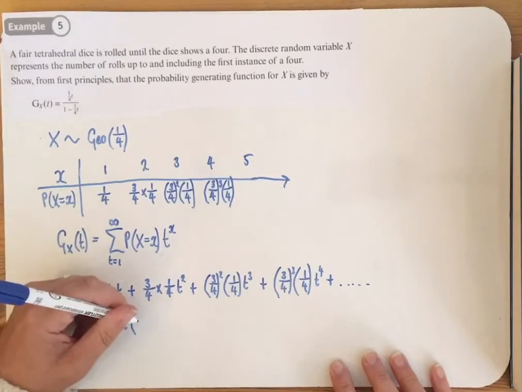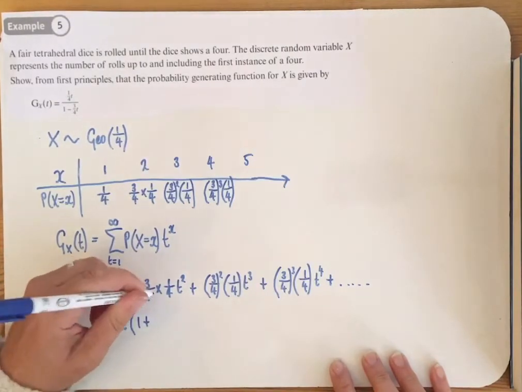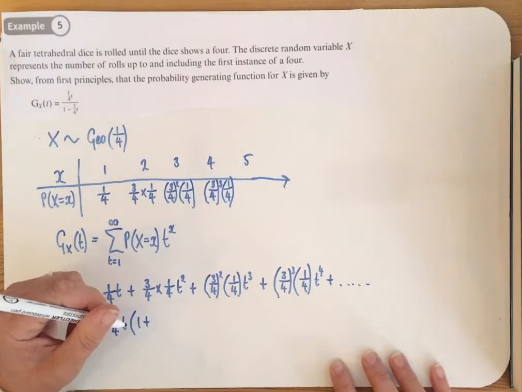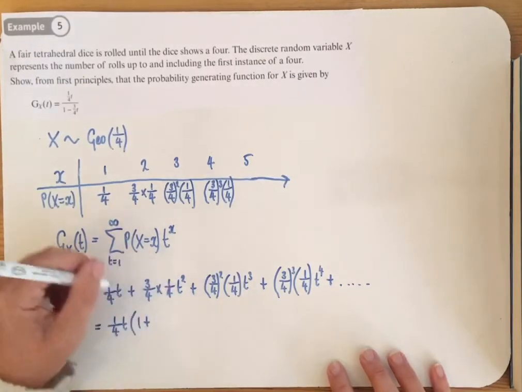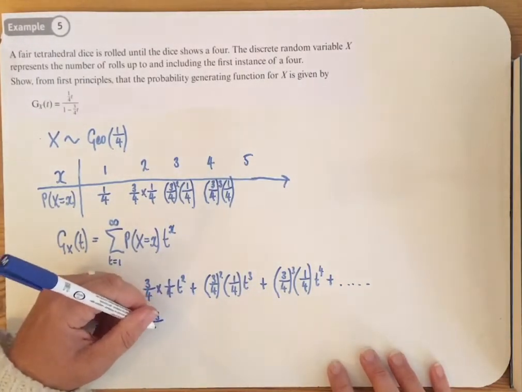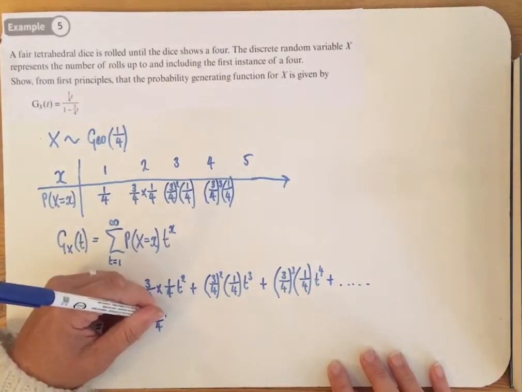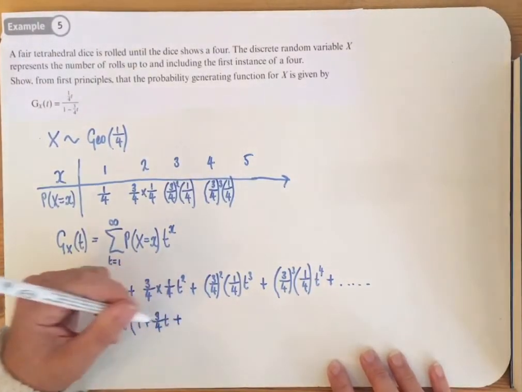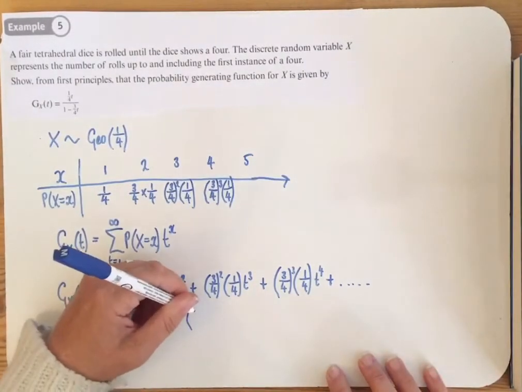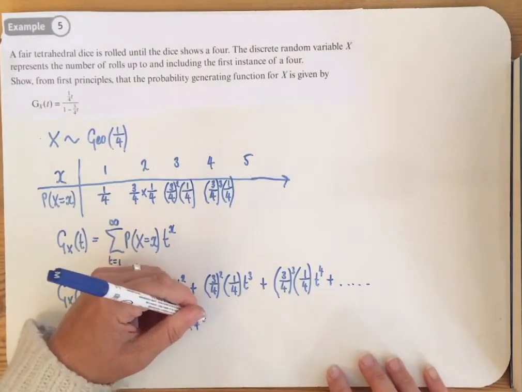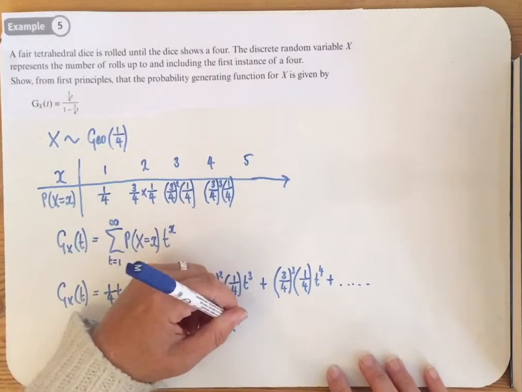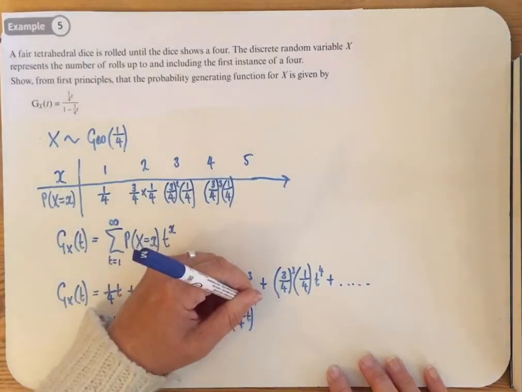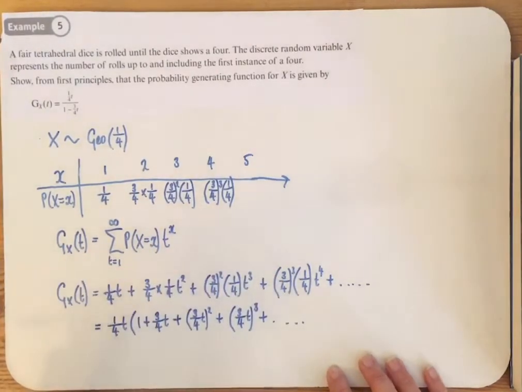And then I end up with 1 plus 3/4 t. Sorry, I just forgot I'd taken the t out. Plus 3/4 t squared plus 3/4 t cubed plus, and so on.